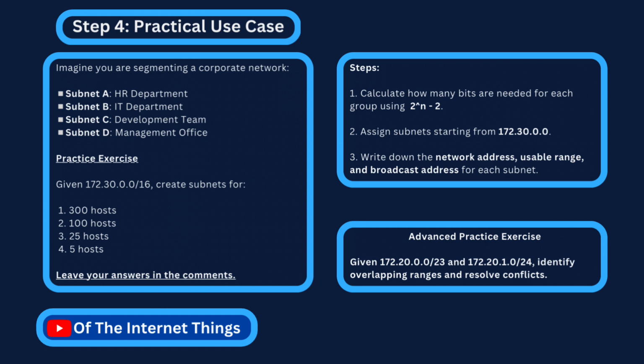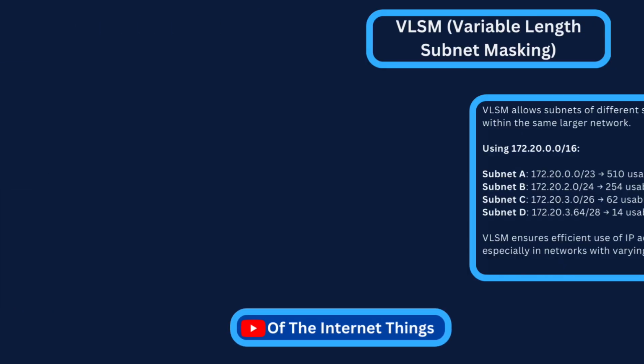Steps. 1. Calculate how many bits are needed for each group using 2 to the power of n minus 2. 2. Assign subnets starting from 172.30.0.0. 3. Write down the network address, usable range, and broadcast address for each subnet.